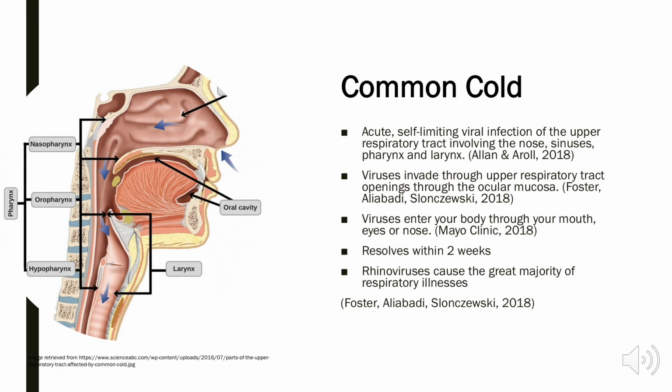A viral infection of the respiratory tract is the common cold. The common cold is an acute, self-limiting viral infection of the upper respiratory tract involving the nose, sinuses, pharynx, and larynx. The viruses invade through upper respiratory tract openings and the ocular mucosa. Viruses enter your body through your mouth, eyes, or nose.